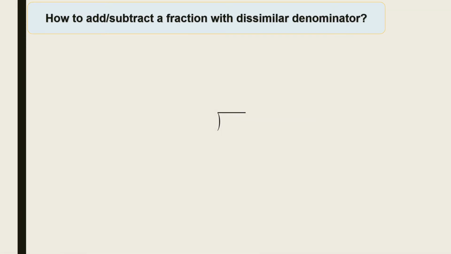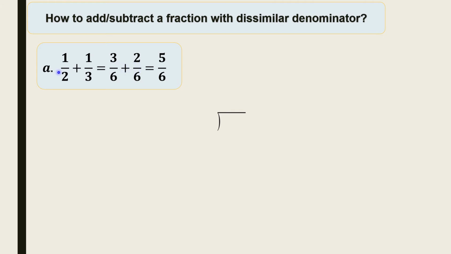Okay. So our next topic is how can we add fractions if they have a similar denominator. If they have a dissimilar or unlike denominator, how do we add them? Number 1: 1/2 plus 1/3 is equal to 3 over 6 plus 2 over 6, which is equal to 5 over 6. So in this part, how do we get the 3 over 6 and how do we get 2 over 6?